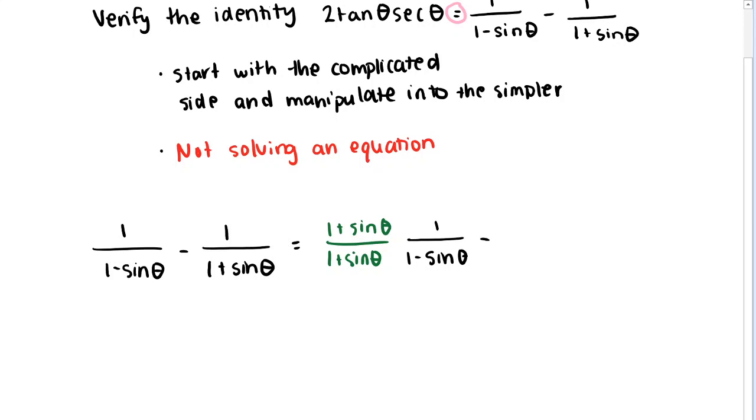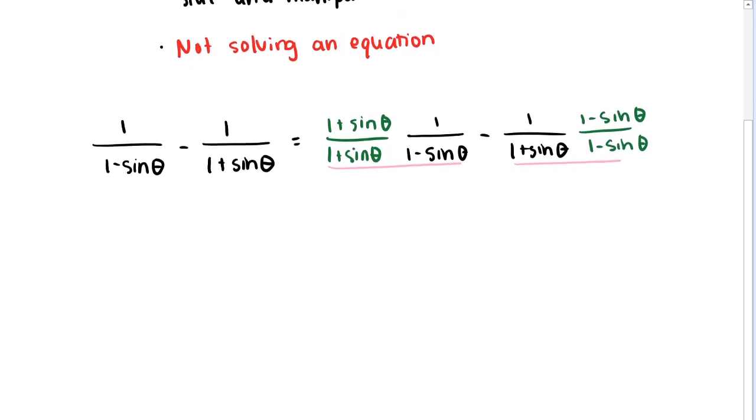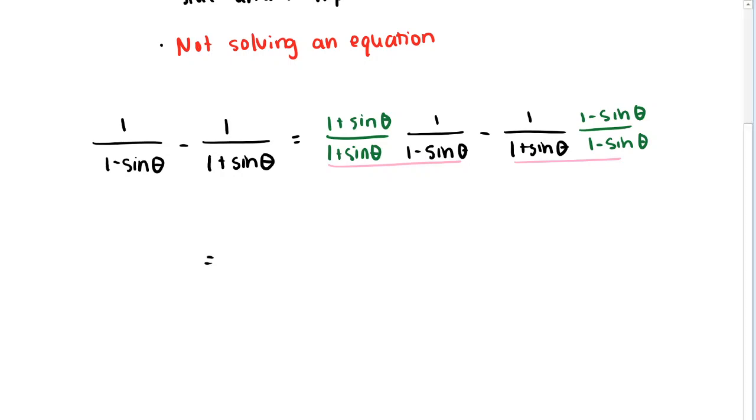And then I'm going to multiply the second fraction by 1 minus sine of theta over 1 minus sine of theta, so that we have that common denominator of 1 plus sine of theta times 1 minus sine of theta for both of these fractions. And so here in this first fraction, multiplying 1 plus sine of theta to the numerator, 1 gives us just 1 plus sine of theta.